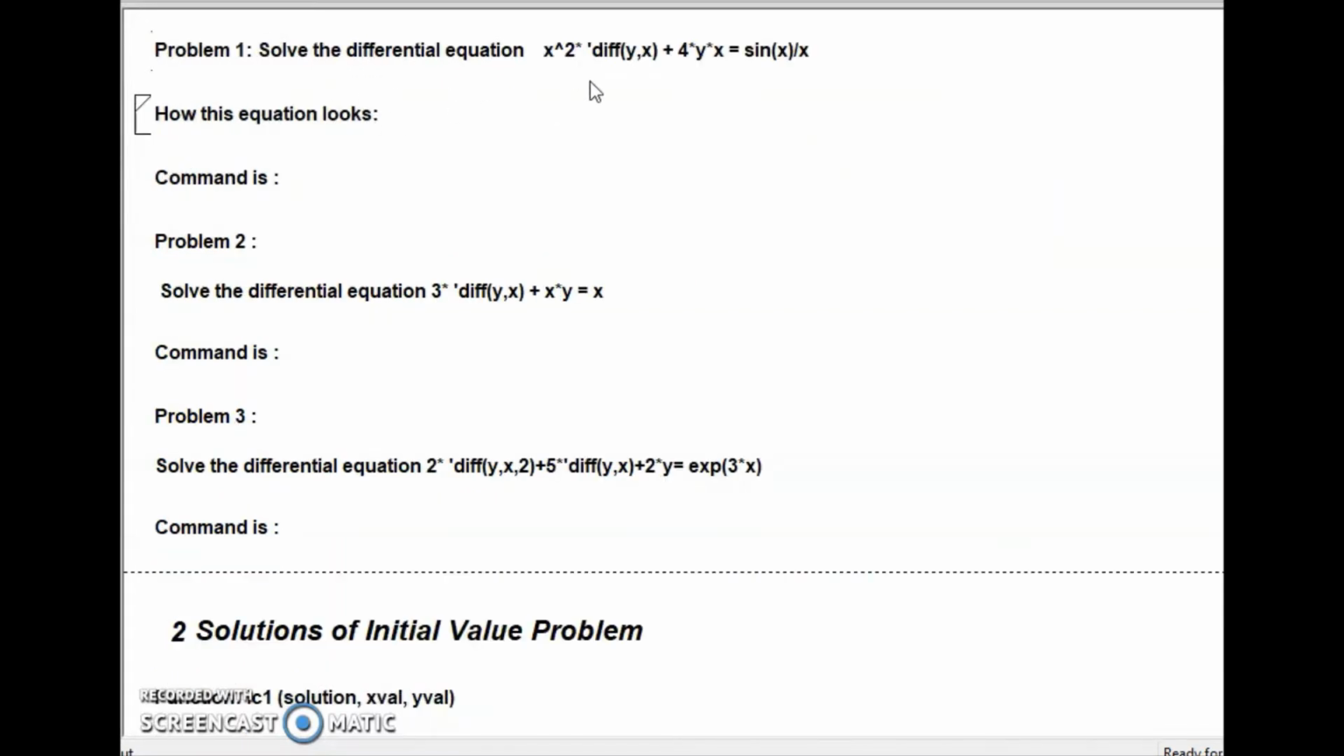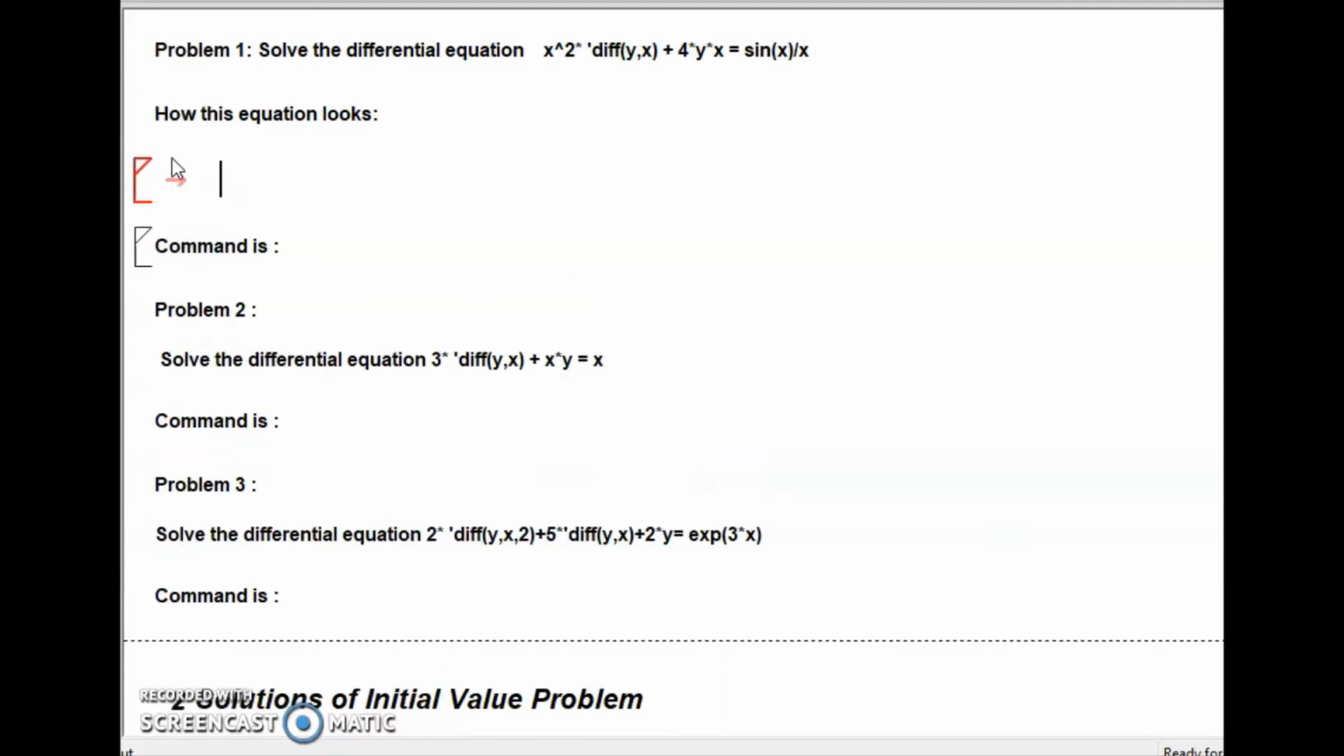Solve the differential equation x squared dy by dx plus 4xy equal to sin x by x. You may be wondering why I have typed it like this. This is how you have to type an equation in a Maxima editor. Now if you want to know exactly how this equation looks, we have to type the equation over here. Place your cursor here, press Ctrl 0 for input cell, and then I'm just copying this because I have already typed it, but in your case you may have to type this.